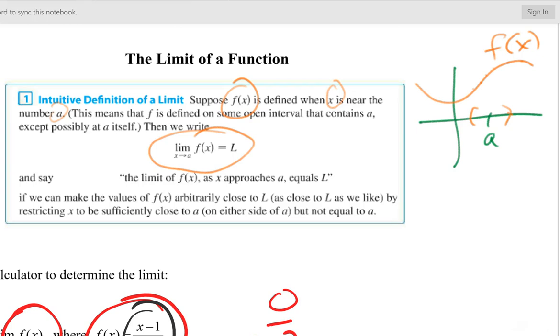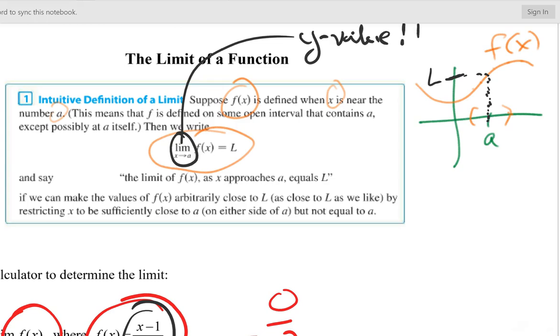So what's going to happen at a, apparently, is the value of f. The limit, remember, it's always the y value. The limit is the y value. I wish they had told me that when I took Cal 1. It's the y value that exists there, okay? So here's your y value. So the limit as x goes to a of f of x is L.